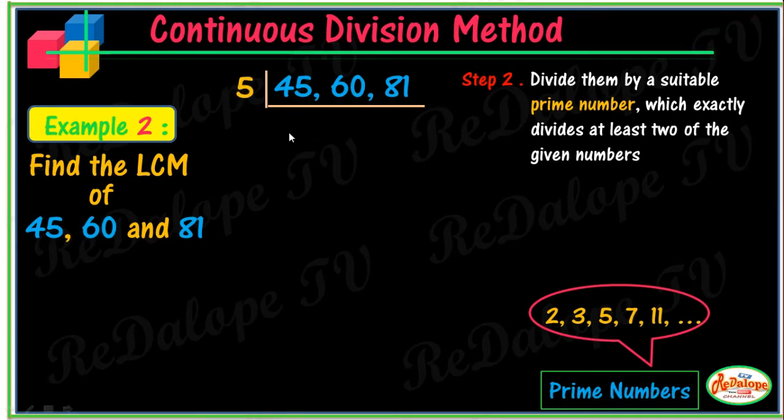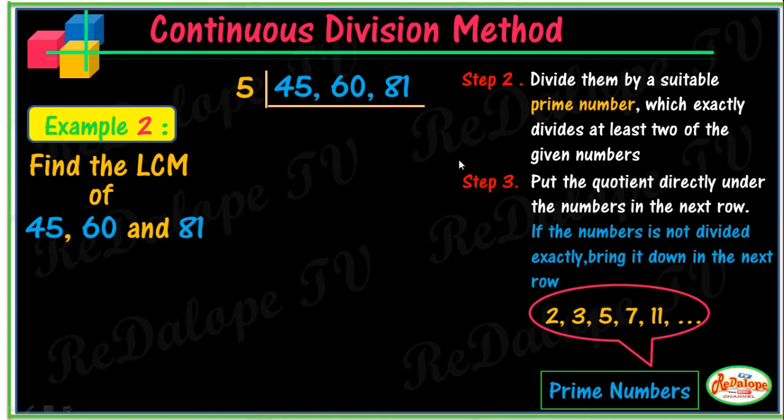So we'll divide this by 5. And then yung sagot or yung quotient ay ilalagay natin dito directly under the numbers in the next row. Now, if a number is not divided exactly by the given prime number, we will bring it down in the next row. So 45 divided by 5, that is 9. 60 divided by 5, that is 12. 81 divided by 5 cannot be, so we will bring it down here.